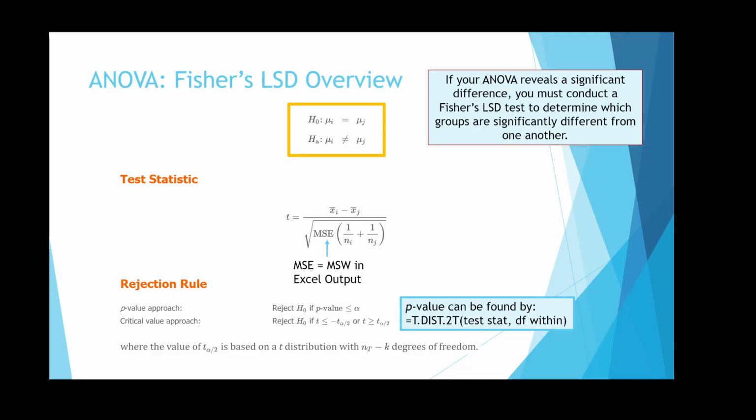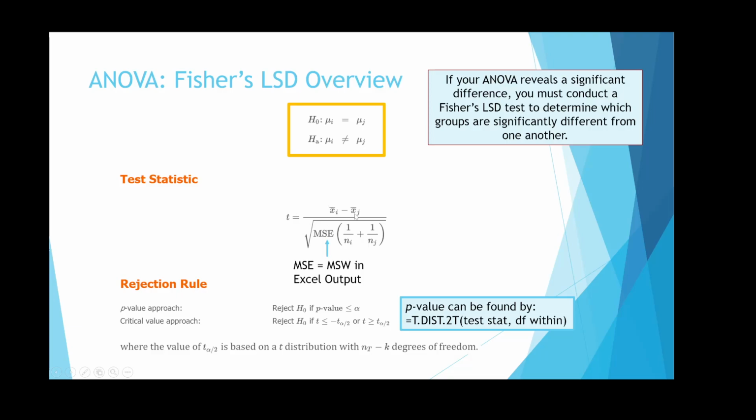The hypotheses that we are testing here, you'll see in this yellowish box. The null is we're just looking to see are the two group means equal. The alternative is that the two group means are not equal. We're going to calculate a t-test statistic.